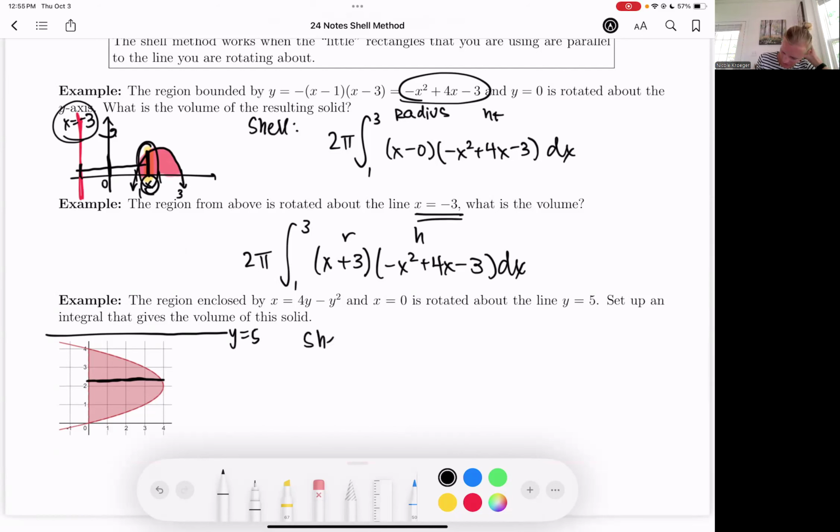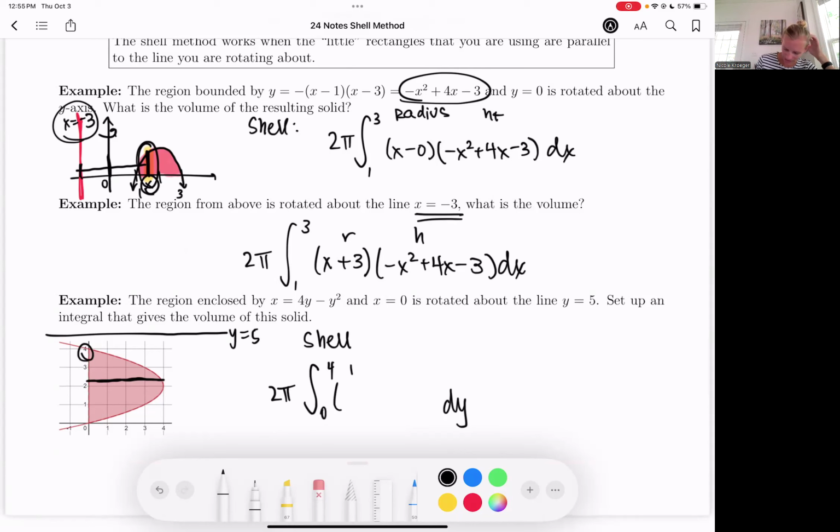So we get shell method. We're going to do things in terms of y, we said. So we'll have a dy at the end. We always have the 2 pi out front from the shell method. My bounds are going to be 0 to 4 because those are the bounds on the region. The region is what dictates my bounds, not what I'm rotating about.